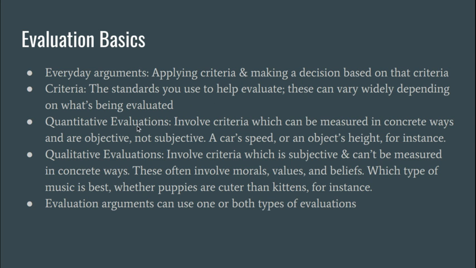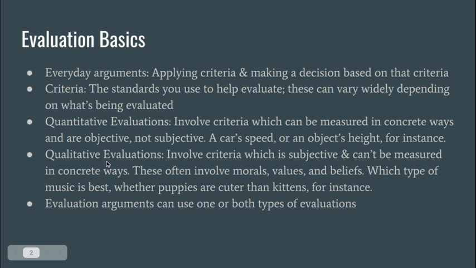Additionally, there are a couple of different types of evaluations that the book discusses. So we've got quantitative evaluations, and these typically involve criteria that we can measure in concrete ways. And they're pretty objective rather than subjective. So for example, a car's speed, how high something is. Those are things that we can measure and put a number on, and they're not very debatable, right? Generally, if we say this car can go this many miles per hour, that's just something we accept.